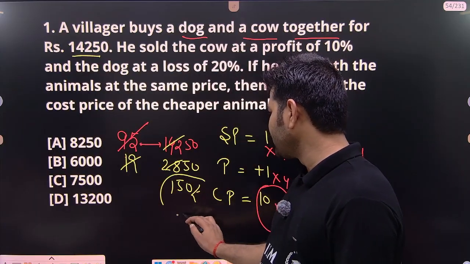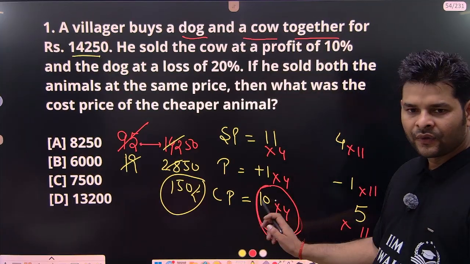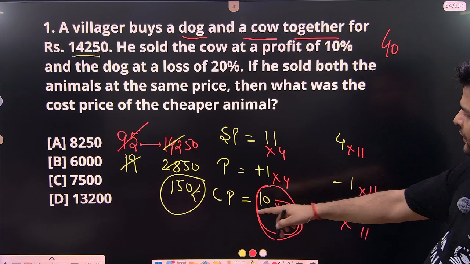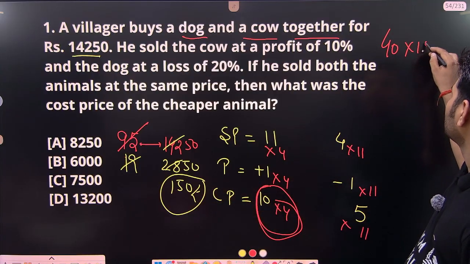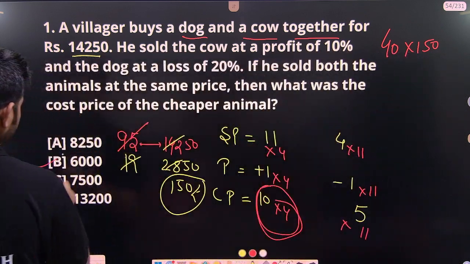And we have to find out the cost price of the cheaper item. The cheaper item is 40 units. The value of one unit is 150. So 40 units would be 6,000. That is correct.